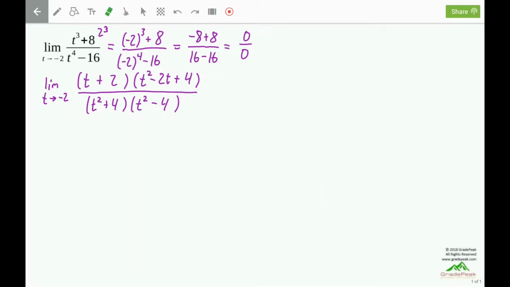So we haven't yet produced the factors that need to cancel to remove the 0 over 0. I would expect a t plus 2, since t is going to -2. It would be a t plus 2 in the numerator and denominator. I see the t plus 2 in the numerator right now. I do not see it in the denominator, though this does factor as a difference of squares, and that should produce the other t plus 2. So we will now need to do that step.